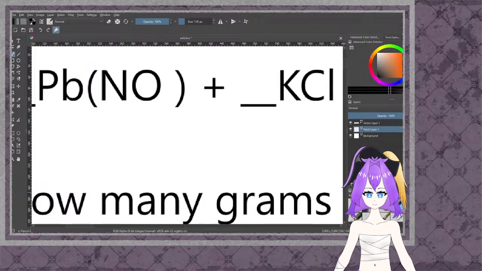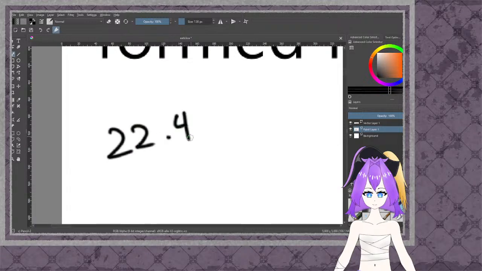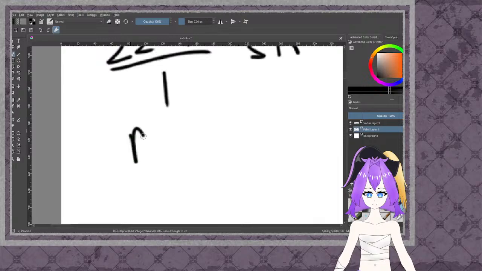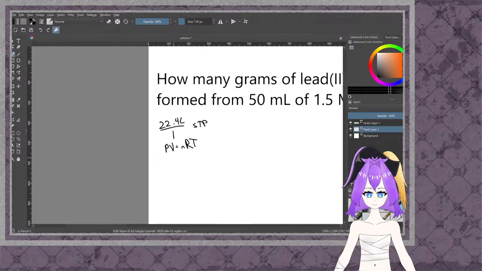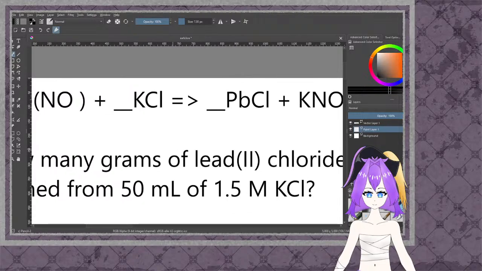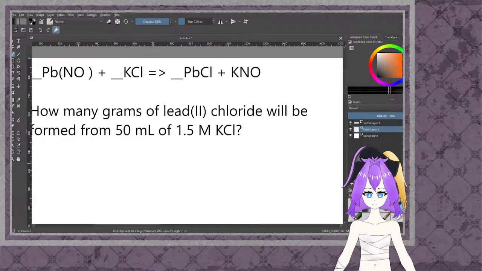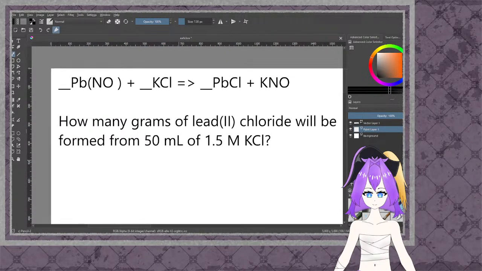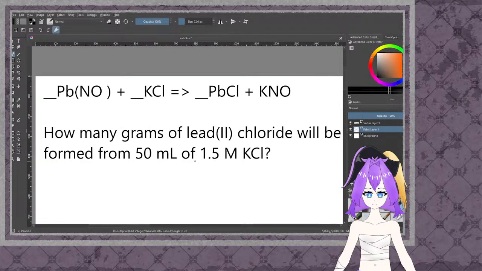Alright. Dilution stoich is just like normal stoich, but instead of using 22.4 liters over 1 at STP, or PV equals nRT, I think it's lowercase r, I don't remember. Instead of using the ideal gas law or 22.4 at standard temperature and pressure, we use the molarity of a given thing. So for example, the KCl is 1.5 molar. We can use the molarity to convert from liters to moles, and that gets us our stuff.